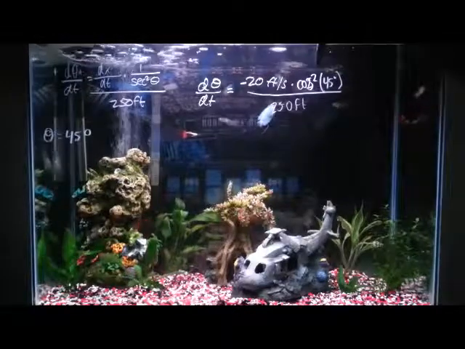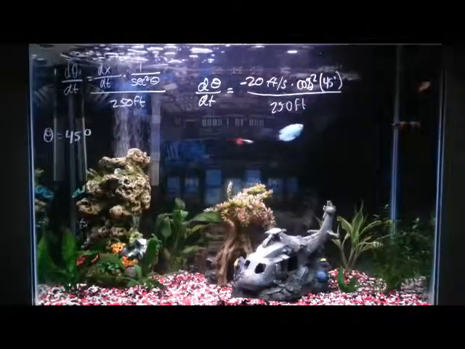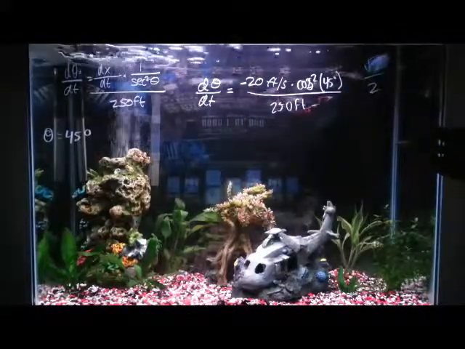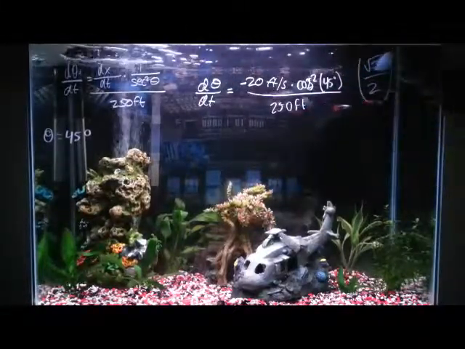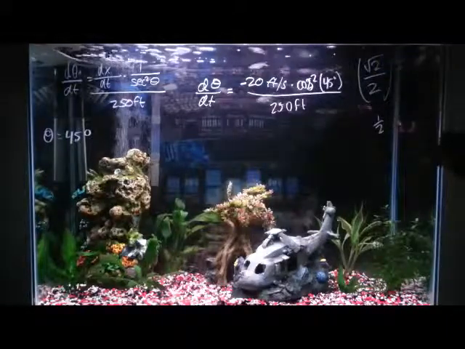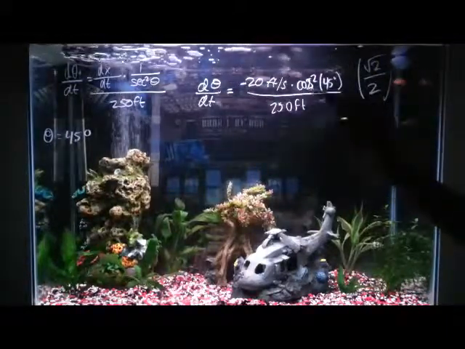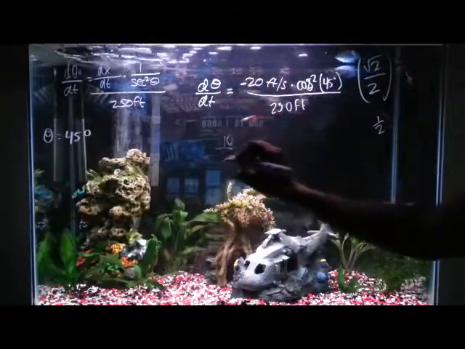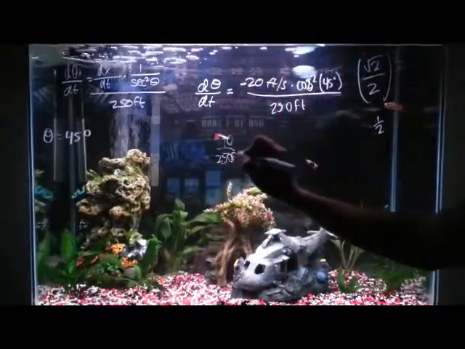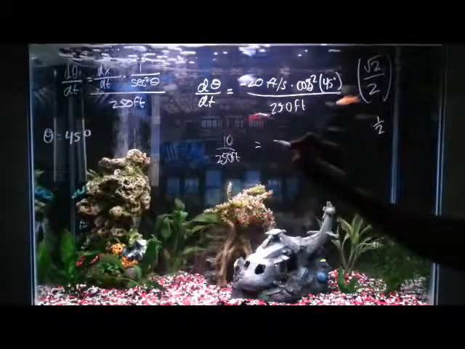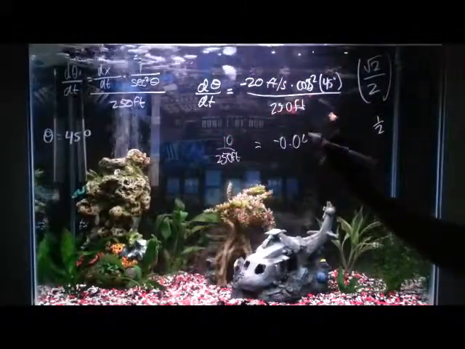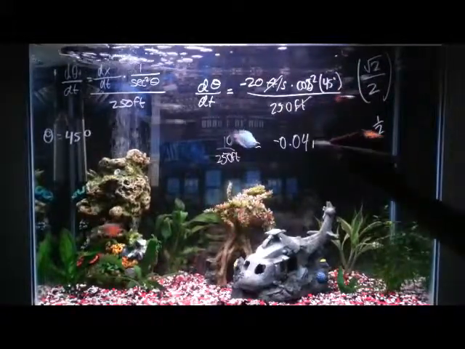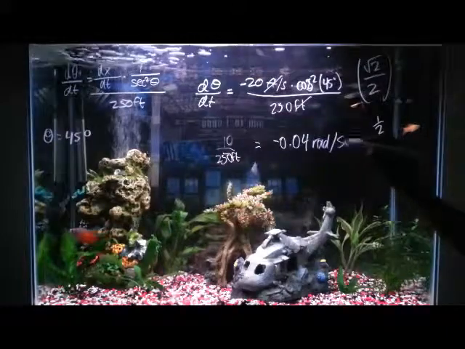We have to solve for cosine squared of 45 degrees. We know that the cosine of 45 degrees is root 2 over 2, and when we square that, we get 1/2. So negative 20 times 1/2 gives us negative 10 divided by 250 feet, which will equal negative 0.04. Our feet cancel for units, and we're left with radians per second.